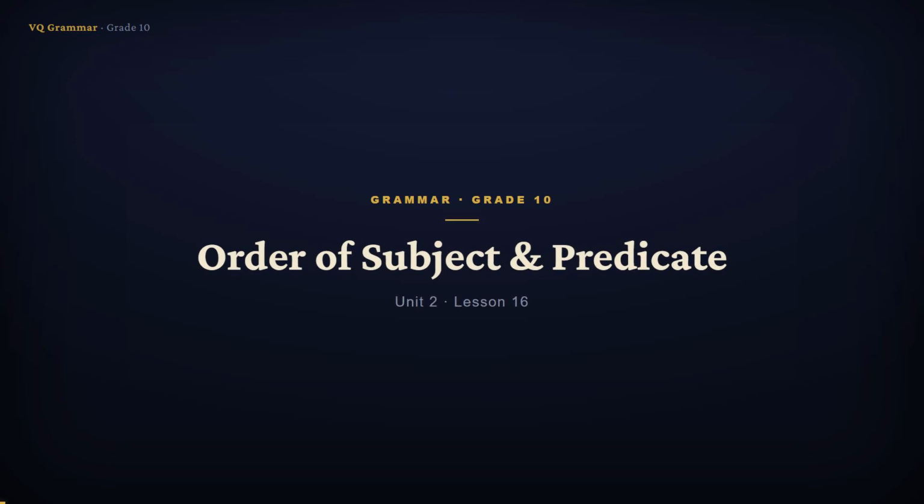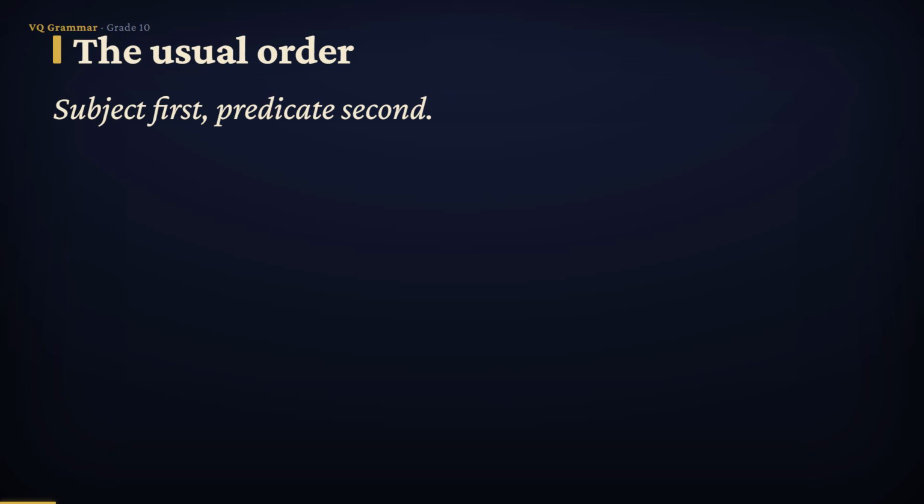This is Unit 2, Lesson 16, and today we're going to shake up something you've been taking for granted. You already know that a sentence has a subject and a predicate. What you may not know is that they don't always show up in that order. Sometimes English flips them, hides one, or drops the subject right into the middle of the verb. Once you can see those patterns, finding the subject gets easy, no matter how the sentence is built. Let's go. Let's set the ground rule first.